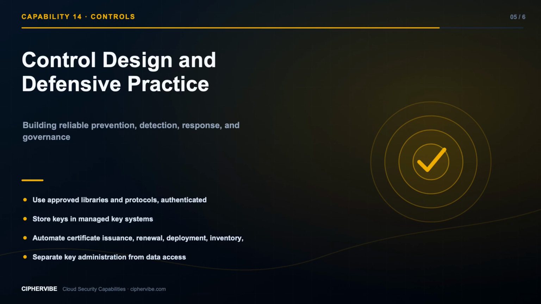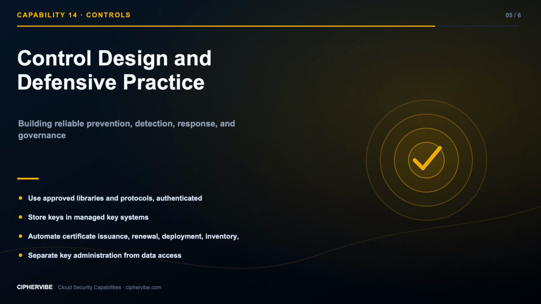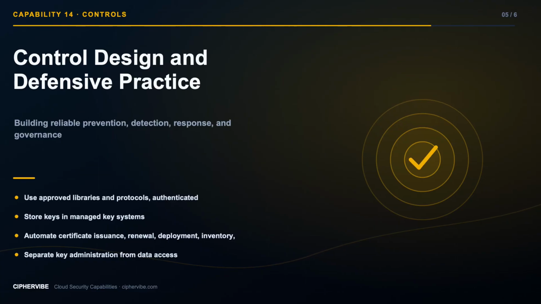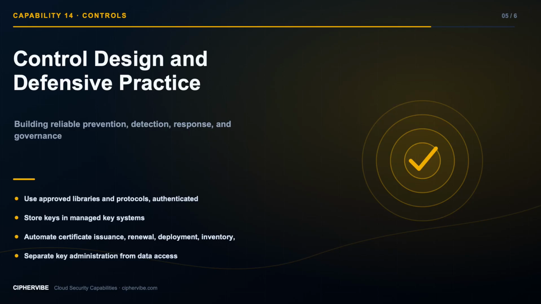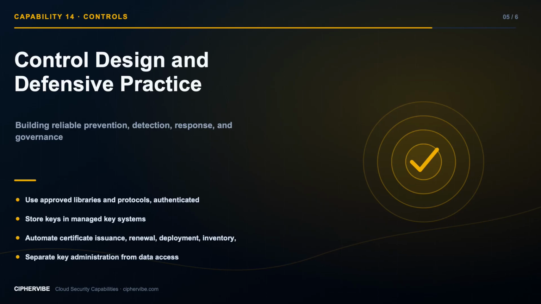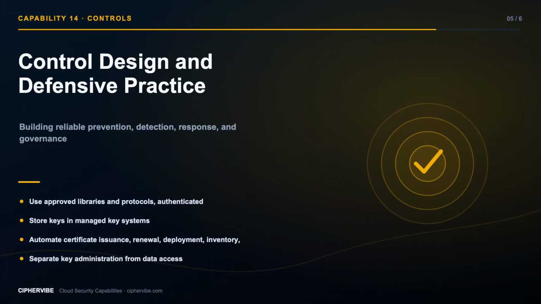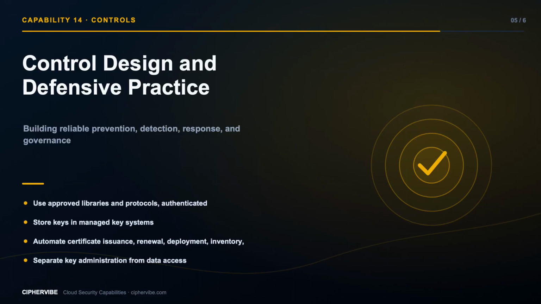Third, automate certificate issuance, renewal, deployment, inventory, expiry alerting, and revocation exercises. Fourth, separate key administration from data access and require dual control for sensitive root operations. Fifth, build crypto agility into interfaces, data formats, configuration, testing, and vendor requirements.